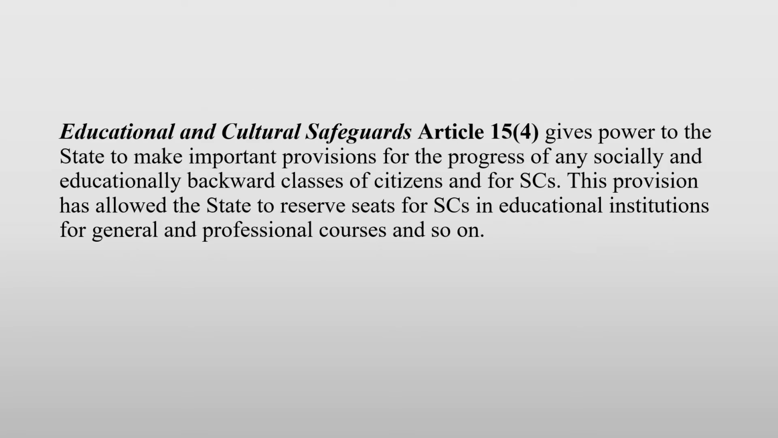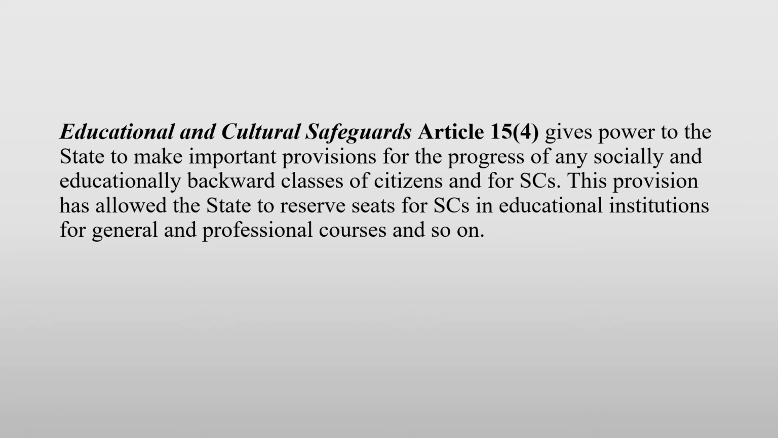Educational and cultural safeguards. Article 15, Clause 4 gives power to the state to make important provisions for the progress of any socially and educationally backward classes of citizens and for SCs. This provision has allowed the state to reserve seats for SCs in educational institutions for general and professional courses and so on.